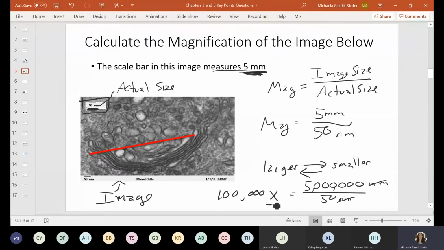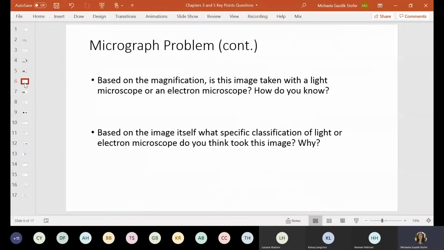Okay, so let me pause there. Does anyone have questions on how to use this equation? Okay, everybody seems to be okay.